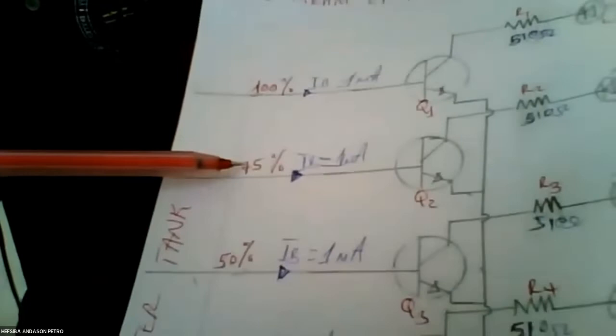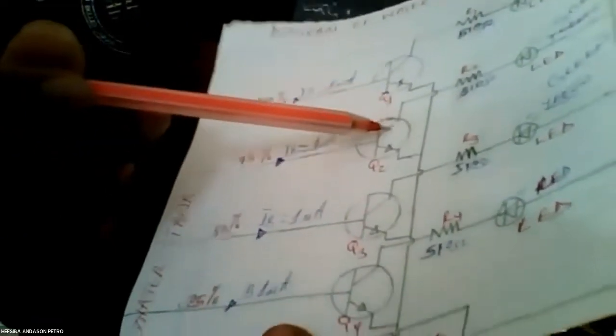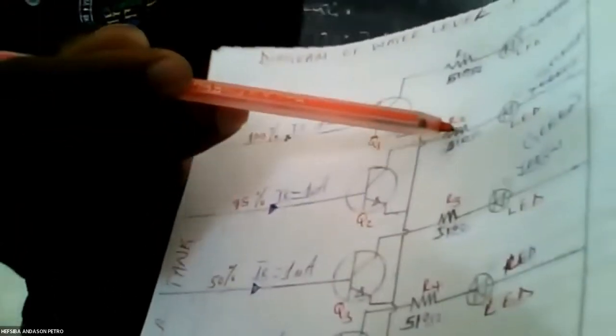Also, when the water reaches 75%, the water will come with current, then it connects to the base terminal. Then this transistor will switch on another diode, the diode that follows here. Also, we determine that the level of water is 75%.